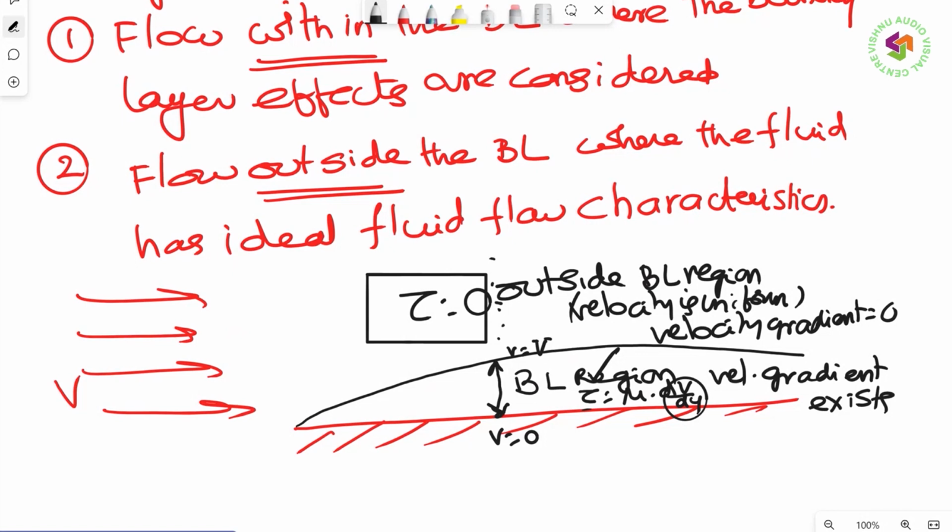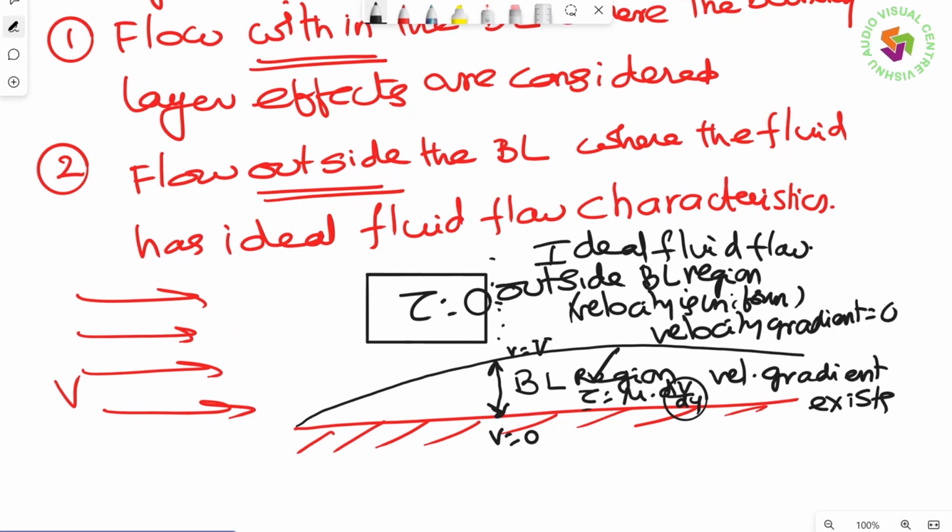When flow is taking place over any solid boundary, we have to discuss it in such a way that there is a region, the immediate neighborhood of the boundary, where the velocity gradient is very high, where there is a change in velocity from 0 to full velocity in a very short region. Beyond that short region, the flow can be treated just as ideal fluid flow. So flow outside the boundary layer, you can treat as ideal fluid flow.